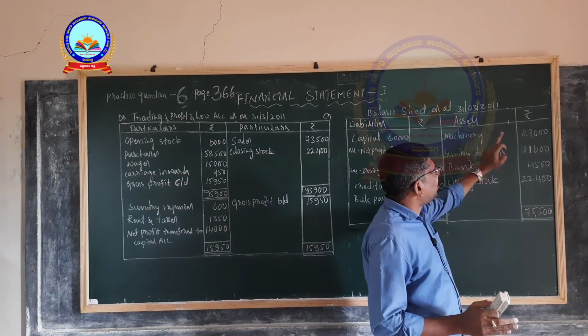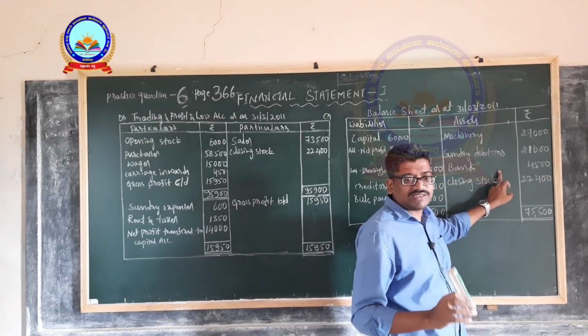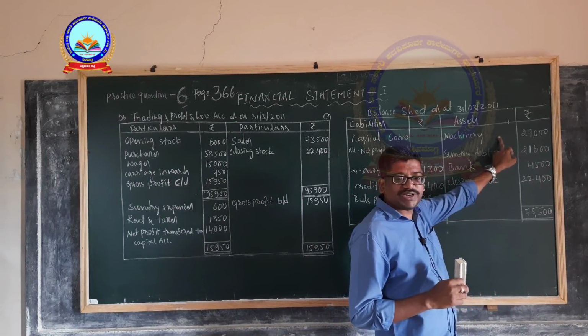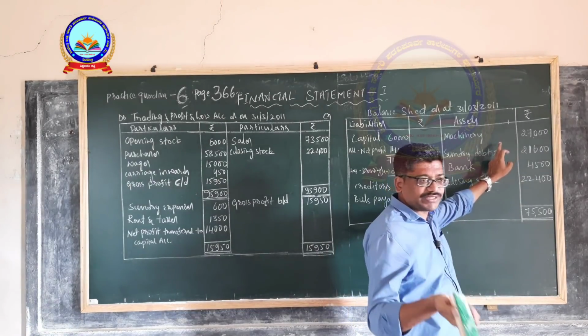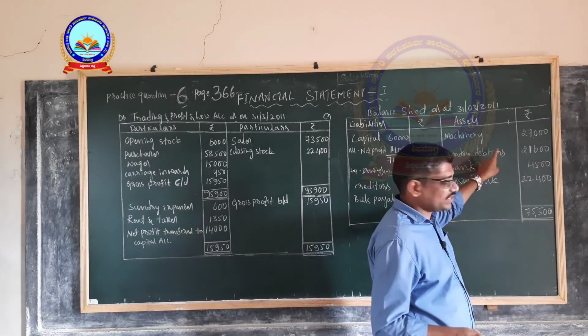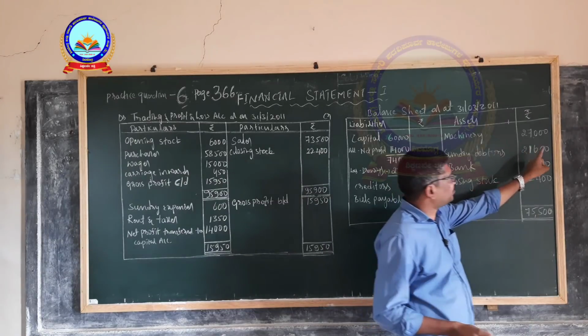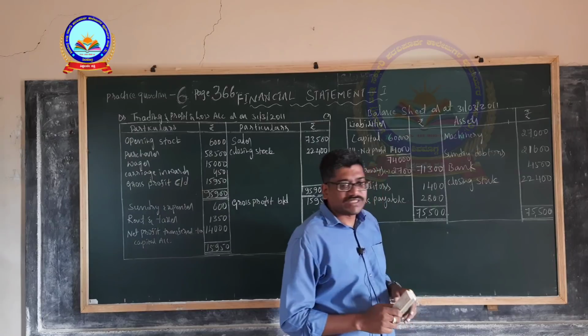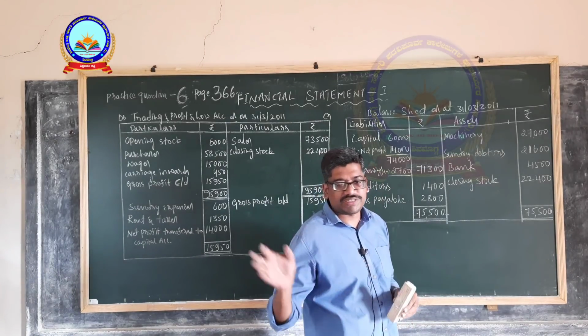Since all the assets show the debit balance and all the expenses show the debit balance, now the machinery is showing a debit balance, and it is a fixed asset and it is a tangible asset. So first you write machinery, rupees 27,000. Next, sundry debtors. All the fixed assets are over.